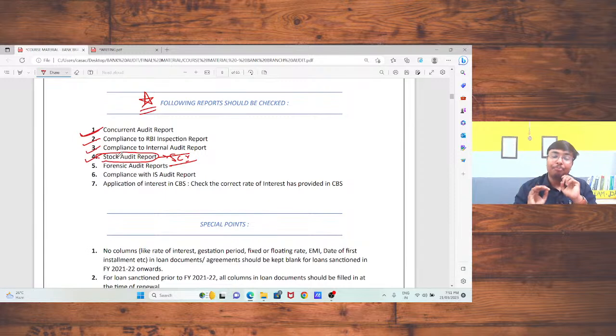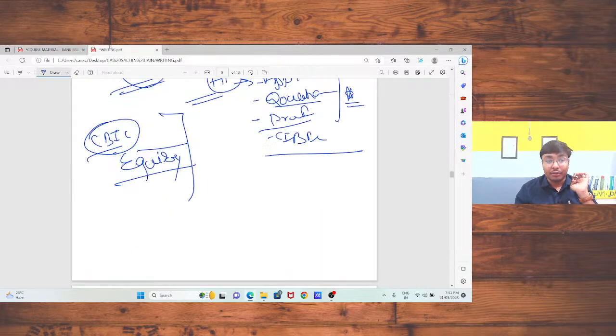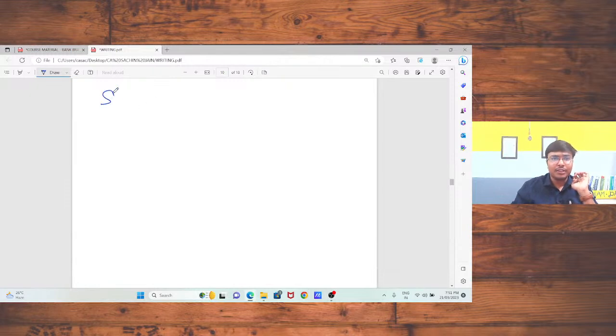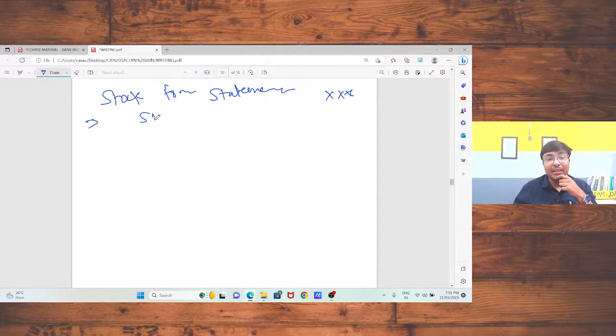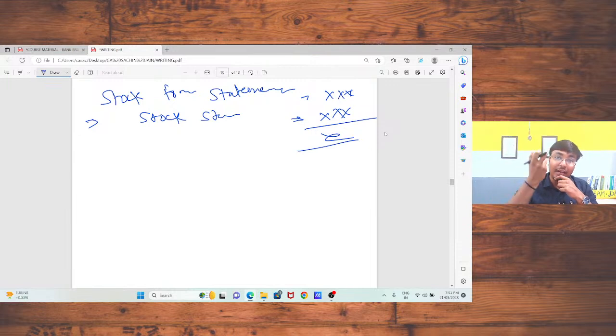After that, you should check, because when an auditor is doing the stock audit, he will provide you the data regarding the stock, since he has done the physical verification of the stock at the various locations of that borrower. From that stock, you should compare the stock which is available in the stock statement, and see if there is any difference, that is, any higher amount of difference or any significant difference on the same date.